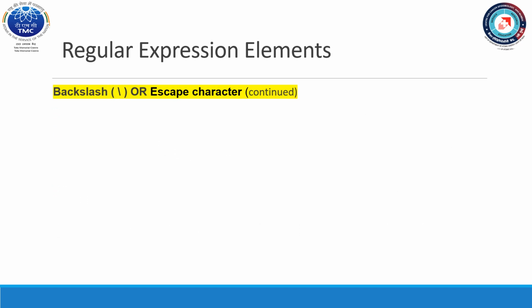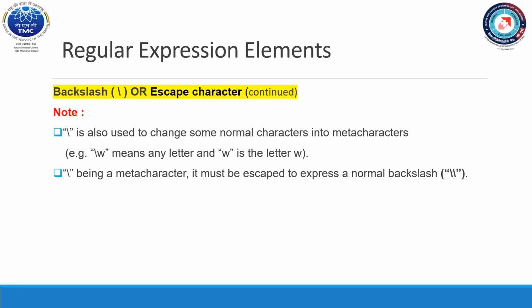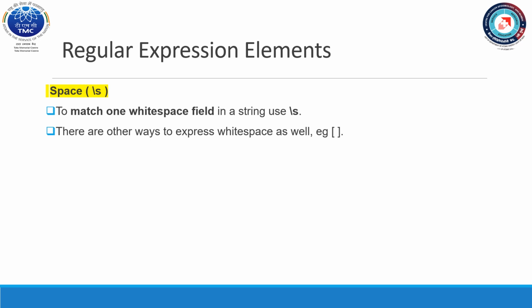Whenever you use backslash, you have to ensure that backslash is also used to change some normal characters into meta characters. For example, backslash w means any letter and w is the letter w. Backslash being a meta character, it must be escaped to express a normal backslash, like backslash backslash. Space element. To match one white space field in a string, use backslash s. There are other ways to express white space as well. For example, square bracket.